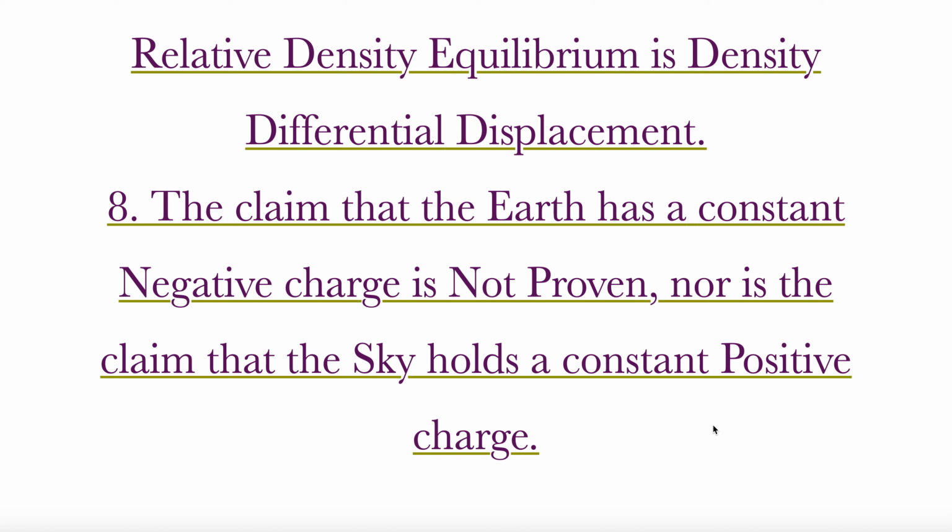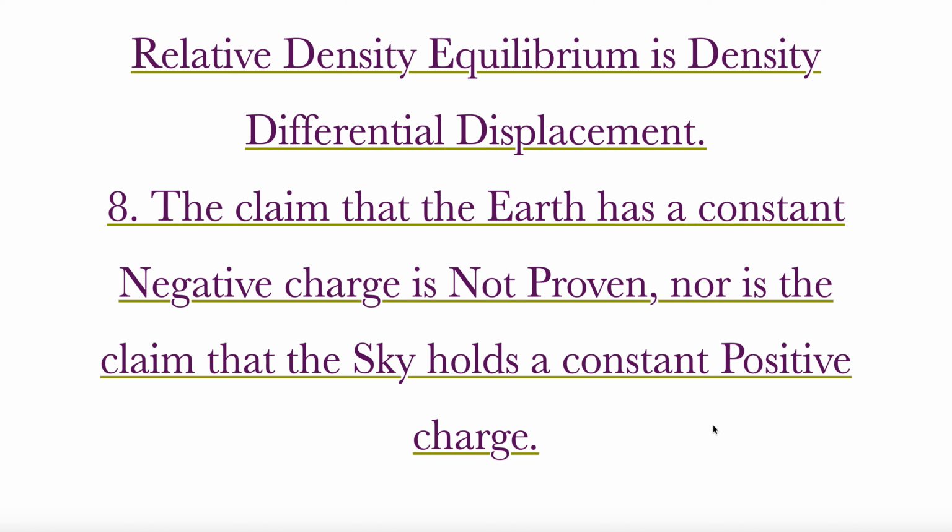8. The claim that the Earth has a constant negative charge is not proven, nor is the claim that the sky holds a constant positive charge. There is electricity, yes, we constantly have electricity. It's constantly being created. Human beings move and create electricity. But does that mean the Earth is always negative and the sky is always positive? No. Is there evidence of this? No, there's evidence of the opposite, because we have storms which are claimed to be a completely negative charge. So that straight away kills that argument for the sky to be positively charged.